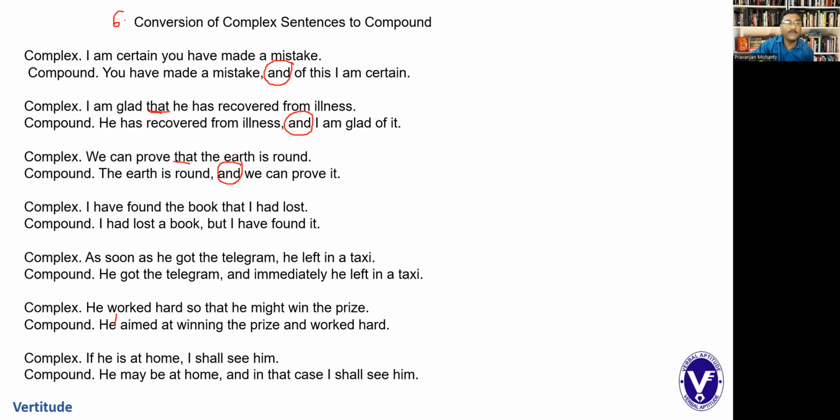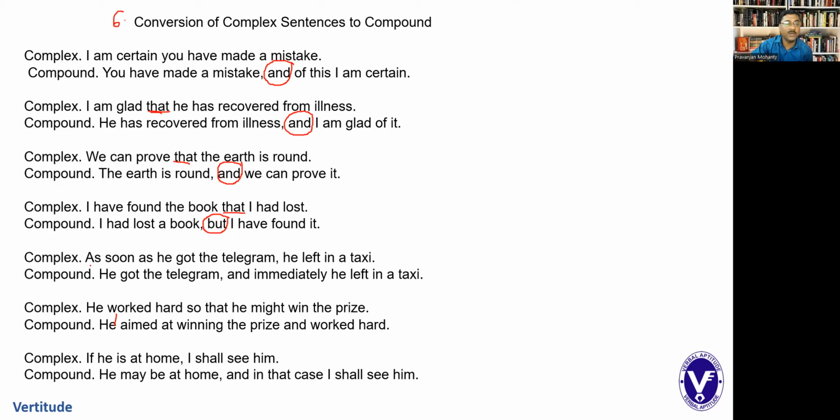Conjunction. I have found the book that I lost. I have lost a book, but I have found it. See, you might be wondering: I have found the book that I had lost. I had lost a book, but I have found it. Why? Because I had a book. When it says had a book, it means it's not there. And why this but? As we understand, it is a conjunction which we use when we are joining two non-supportive sentences. So, lost and found are two contrasting ideas. That's why but has been used.